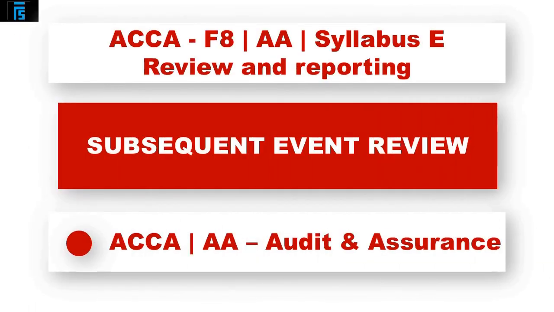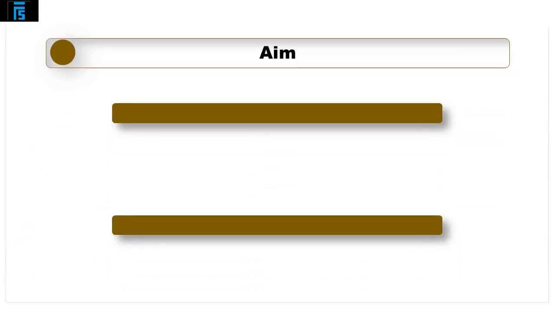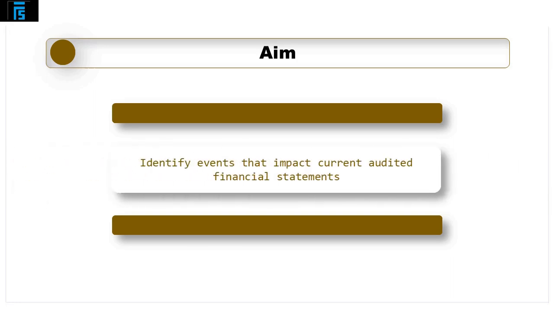This video will take you through the process the auditor follows to complete the subsequent event review. The subsequent event review is carried out at the completion and review stage. Its aim is to identify if events since the year end have an impact on the current financial year and require inclusion in the financial statements.